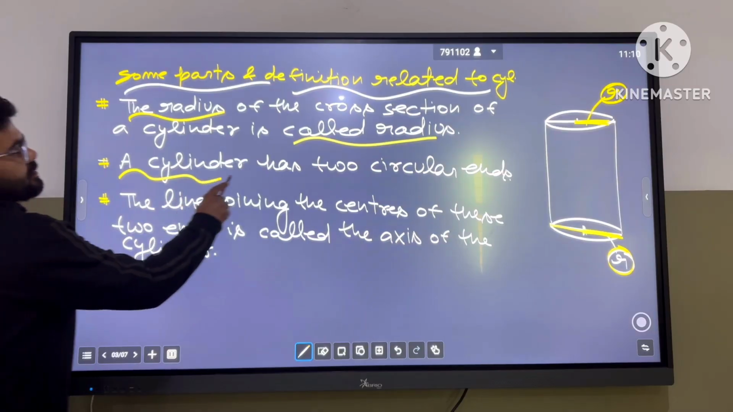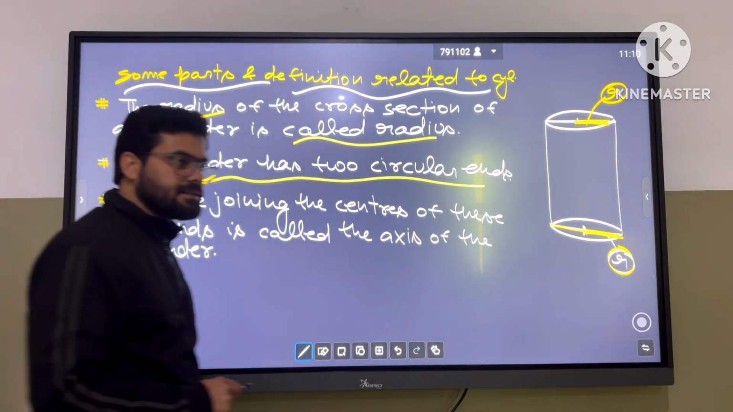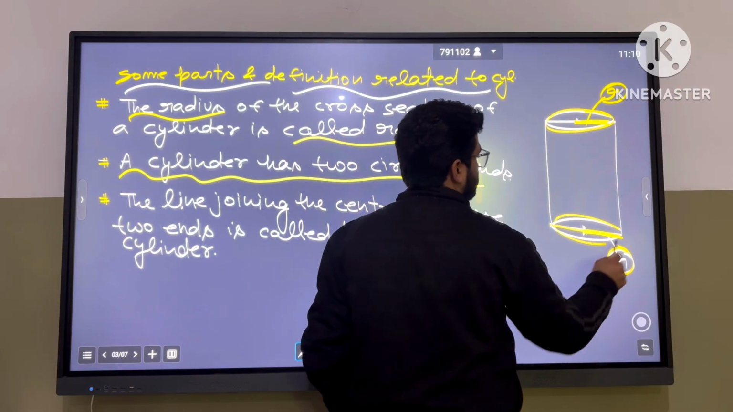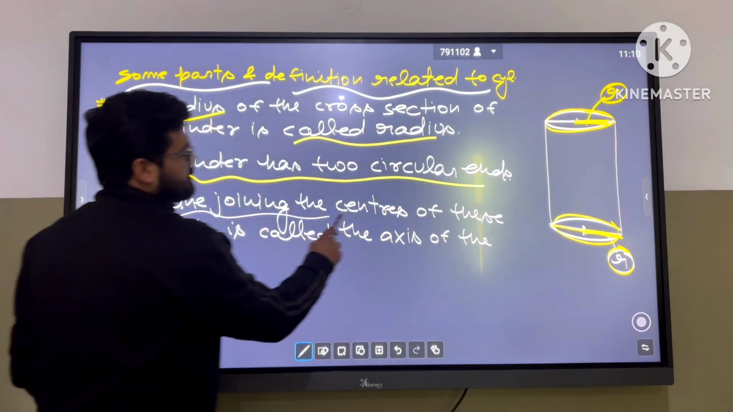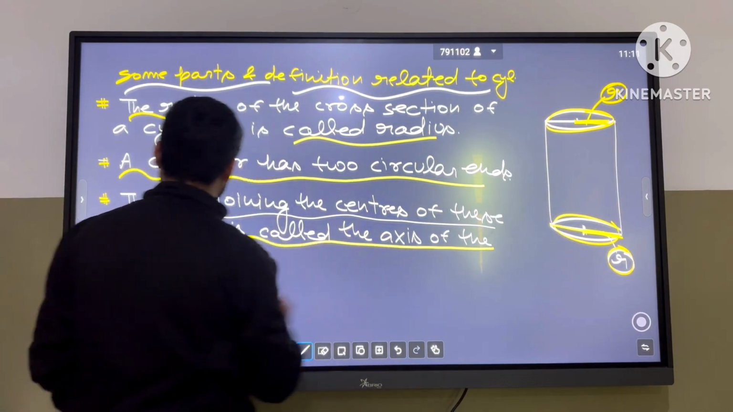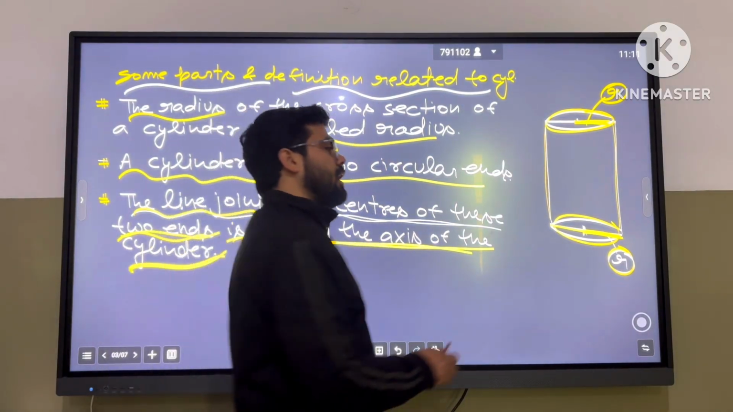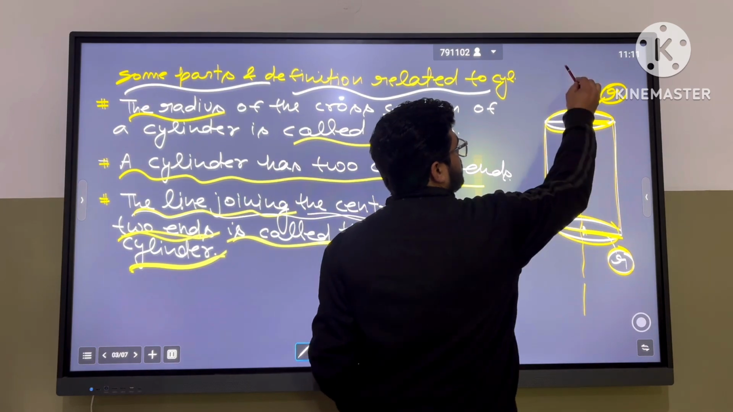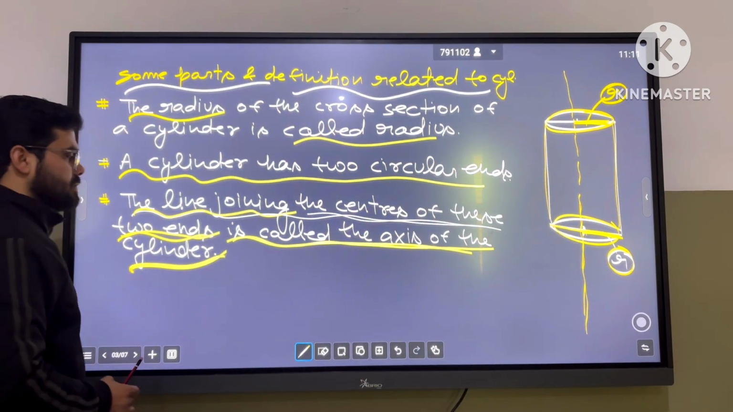A cylinder has two circular ends, like this. The third one is the line joining the centers of these two ends, which is called the axis of the cylinder. The line joining the centers, this one, is called the axis of this cylinder.